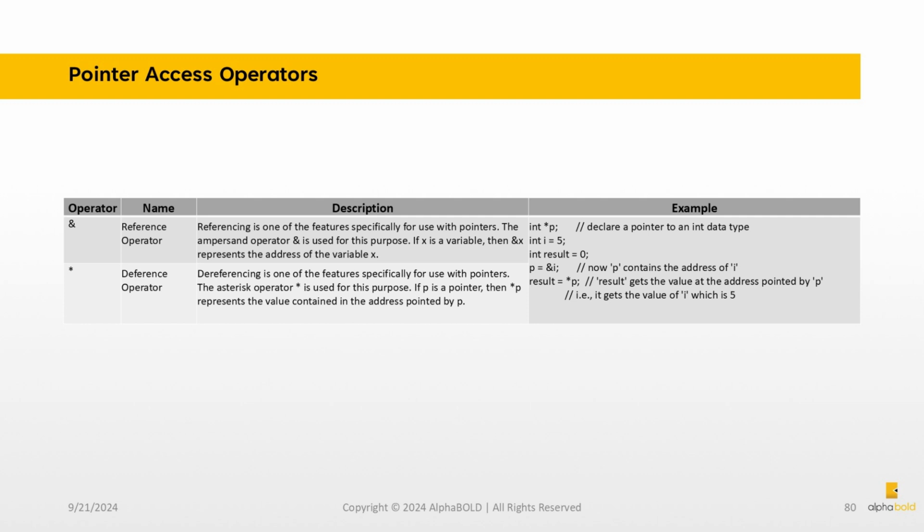2. Dereference operator, asterisk. Description: this operator is used to access the value stored at the memory address pointed to by a pointer. Syntax: *pointer_name. Example: int result = *p. In this example, *p accesses the value stored at the memory address pointed to by p, which is the value of i, 5. In summary, the ampersand operator gets the address of a variable. The asterisk operator gets the value at a memory address pointed to by a pointer. These operators are fundamental for working with pointers. Pointers allow you to manipulate memory directly, which can be useful for tasks like dynamic memory allocation and efficient data structures.